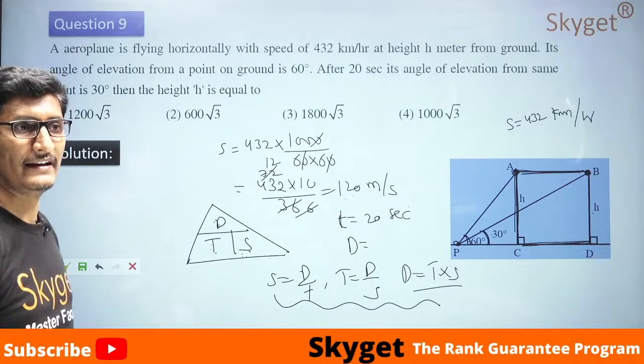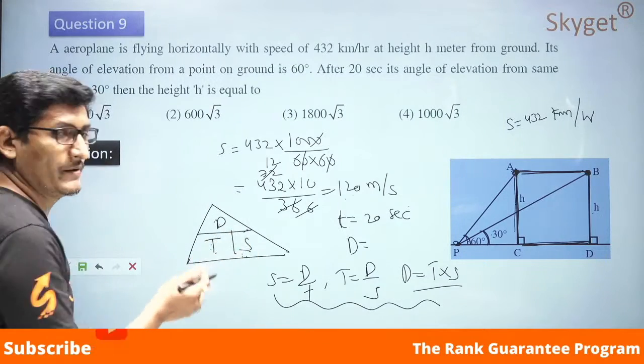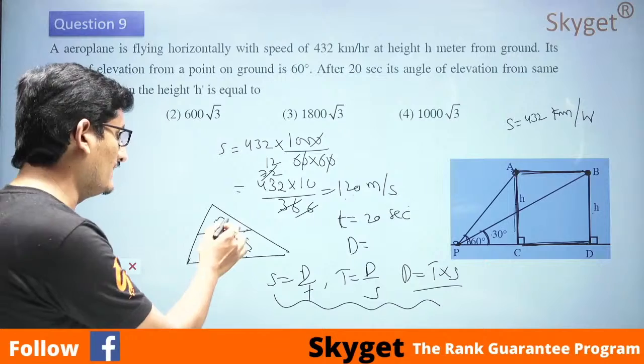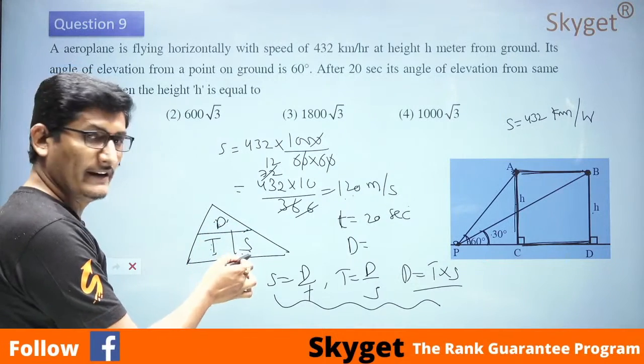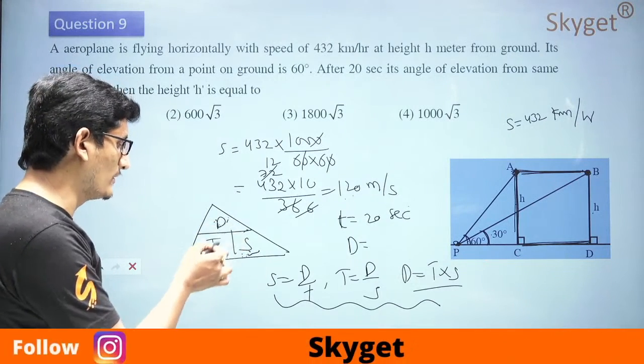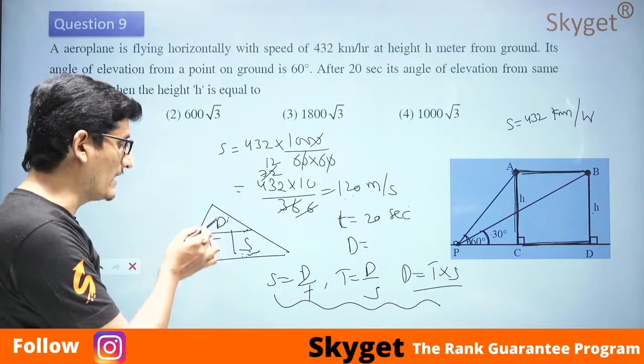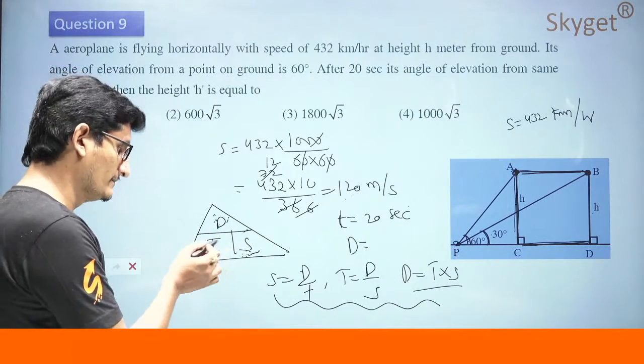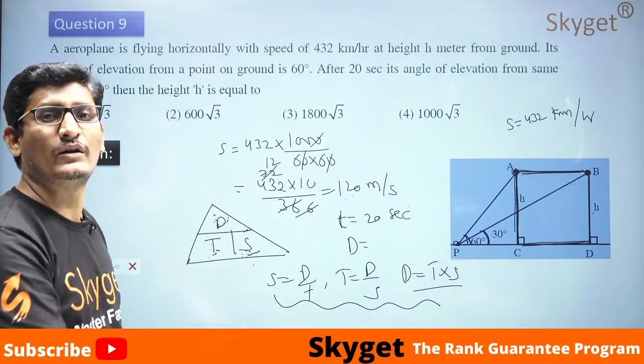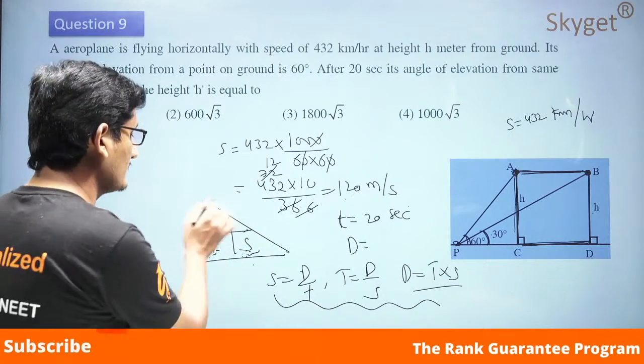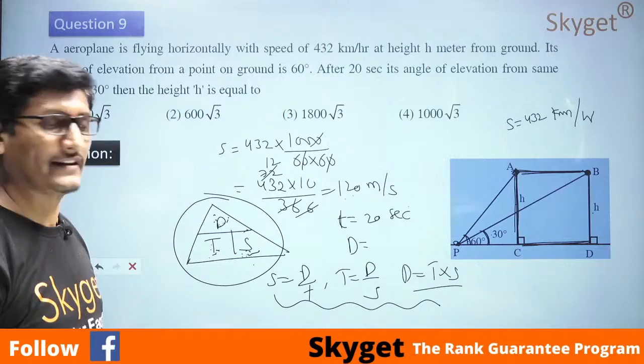So the DTS triangle we can easily remember now. If we need S, speed is equal to distance by time. Next, time we need: time is equal to distance by speed. Next, distance we need: distance is equal to time into speed. That's it. Just remember this trick, then easily you can solve the problem.